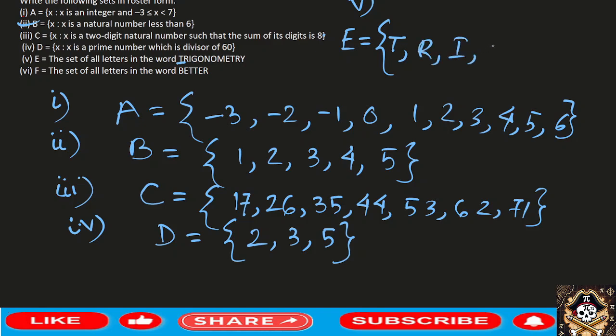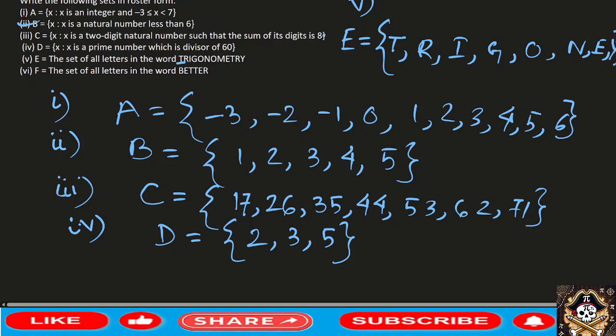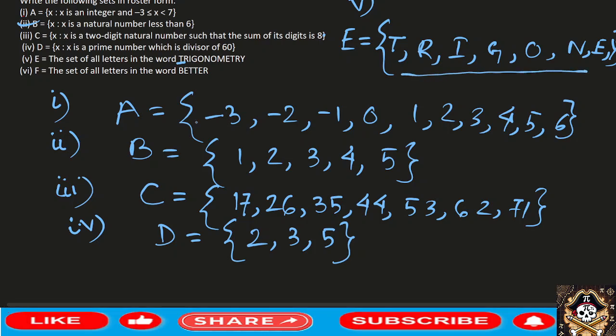I, G, then O, then N, then we get again O, but the elements of a set must be distinct. Therefore, we do not write it again. Then we got M, again E we have not written, then T is written here, R is written here, only Y is left. Therefore, this will be the roster form of the set in question number 5.